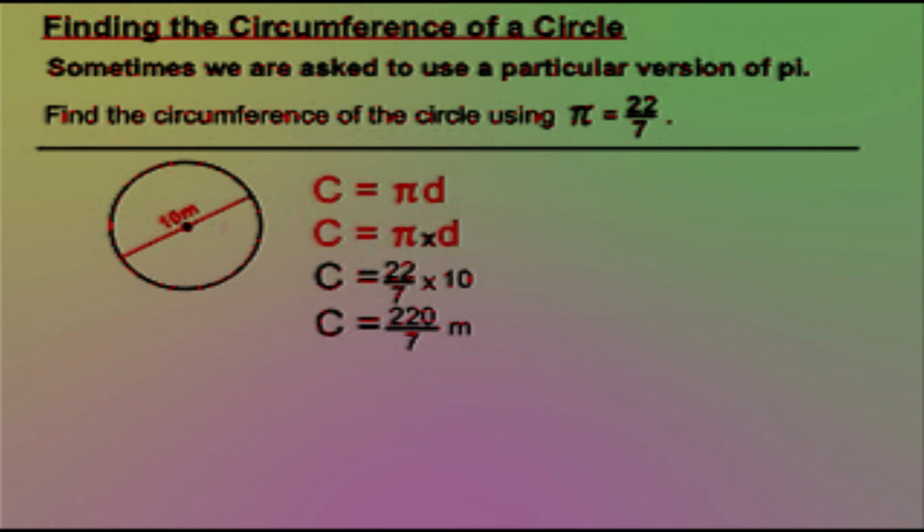it's logical to divide that bottom 7 into the 220, or press that S to D button on our calculator and get a final answer of 31 3/7. Because we've used a fraction version of pi, because the question asked us to, we'll try and leave our answer as a fraction if we can.